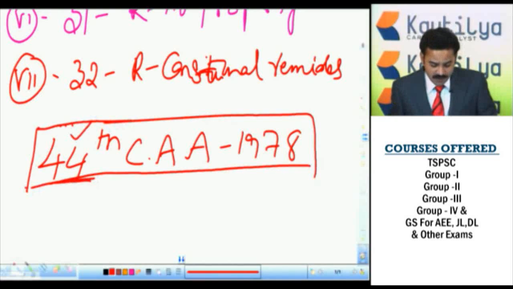And the question can be asked like this also: which one of the following rights ceased to operate as a fundamental right? That is the right to property. So because of the 44th Amendment Act, the right to property was deleted from the list of the fundamental rights. As a result, today we have only 6 fundamental rights in the Indian Constitution.